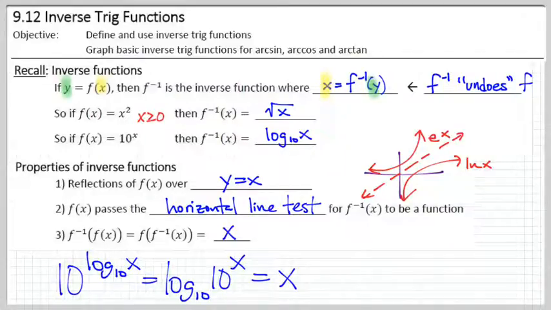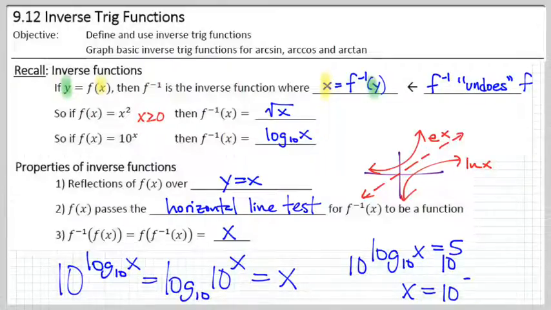Inverses help us solve equations. If you remember, log base 10 of x equals 5, I could then raise both sides to the power of 10, and so I get x is equal to 10 to the 5th power. So that's the idea. We use the inverse as a way of solving.